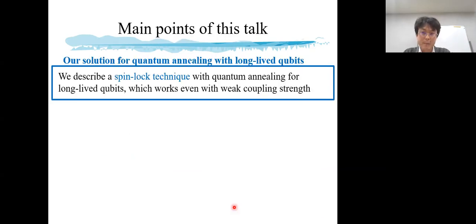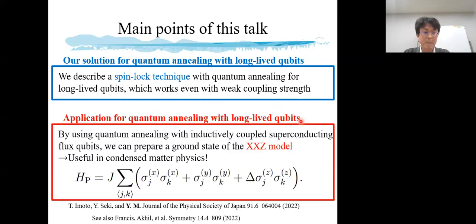To solve this problem, today I'll describe a spin-lock quantum annealing. So we believe that spin-lock quantum annealing will be very useful to use long-lived qubits for the quantum annealing. Actually, spin-lock quantum annealing will work even for weak coupling strength qubits. So first of all, I'll explain this spin-lock quantum annealing. After that, as an application of the spin-lock quantum annealing, I'll explain this one. I mean, by using the spin-lock quantum annealing, we can prepare the ground state of the XXZ model.